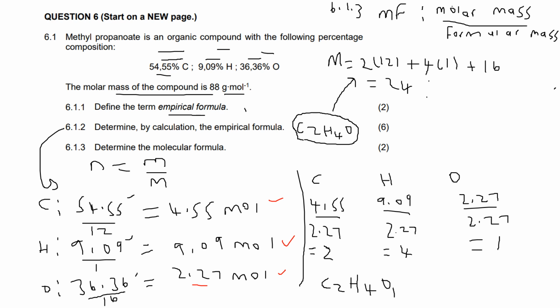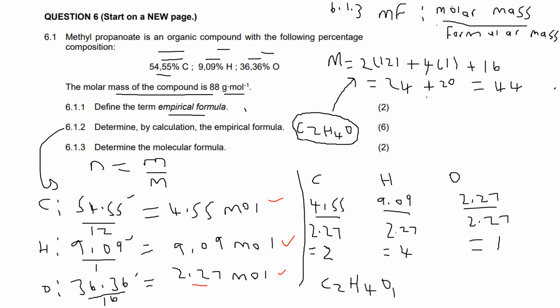24, and then that will be plus 4 times 1, that's 4. 4 plus 16, that's 20. To save time, it will be 24 plus 20, which I know will come back as 44. So the big M of my empirical formula is what? 44. So now you're going to divide.